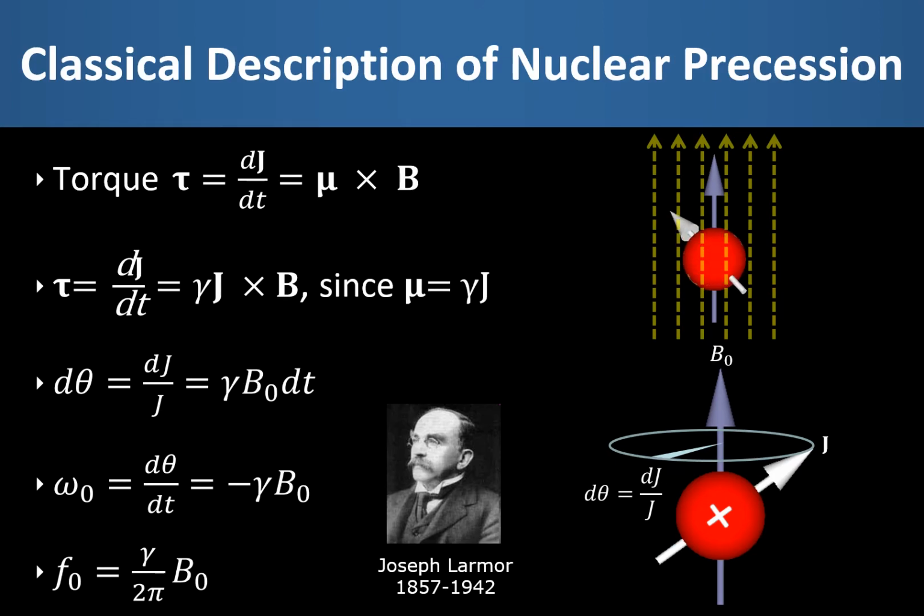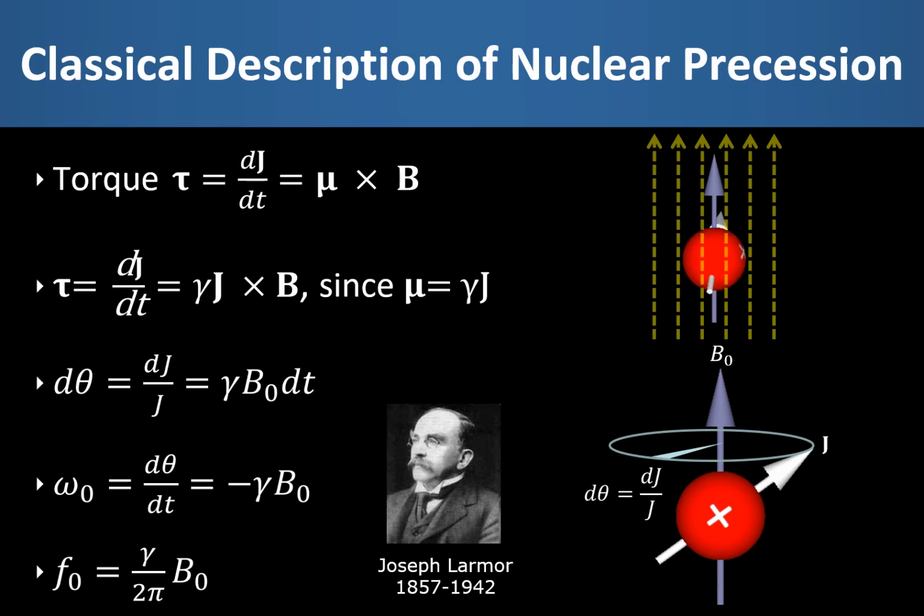Similarly to the gyroscope, the static magnetic field will cause our spinning nuclei to experience a torque and hence precess around the direction of B0. This precessional frequency is given by the Larmor equation, omega 0 equals gamma times B0.